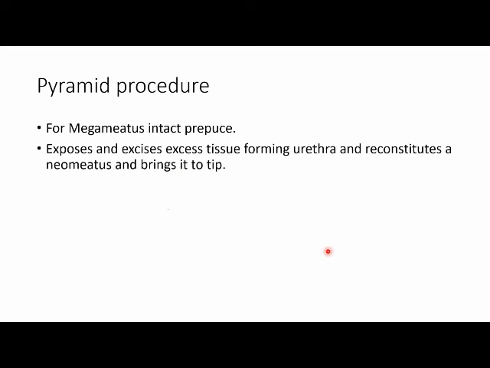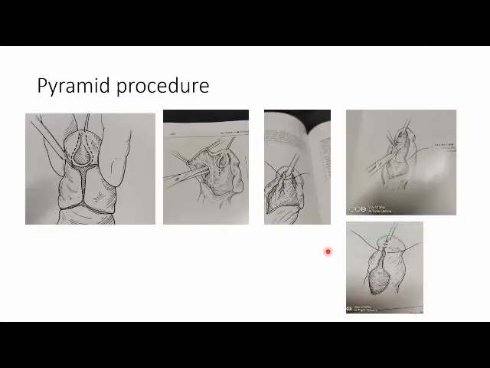Coming to the pyramid procedure, this is ideal for a megameatus intact prepuce. We know that in case of a megameatus intact prepuce, there will not be any ventral deficiency of preputial skin. The basic principle of this procedure is that it exposes and excises the excess tissue which is forming the urethra, and reconstitutes a neomeatus and brings it to the tip. So this is the pyramid procedure.